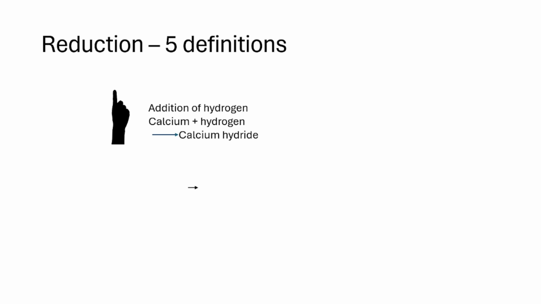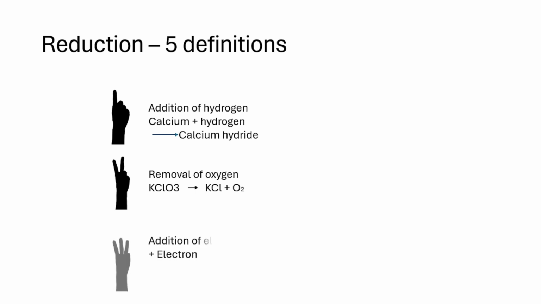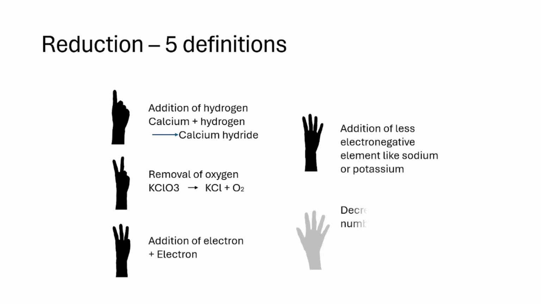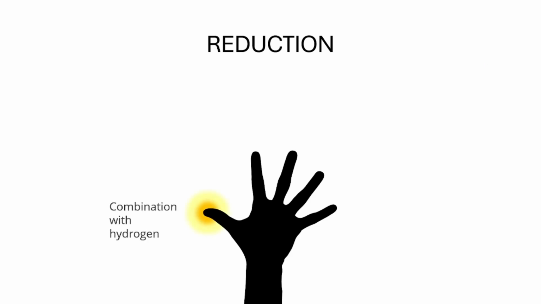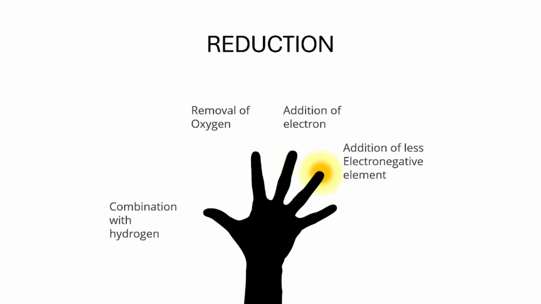In reduction, reactive metals like sodium, potassium, calcium, or magnesium, which are less electronegative, are added. Oxidation number decreases from +3 to +2 or +2 to +1 in reduction. Reduction is summarized as adding hydrogen, removing oxygen, or addition of electrons. A less electronegative element, like potassium or calcium or magnesium, is added in reduction. The oxidation number also decreases, for example, from +3 to +2 or +1 to 0.